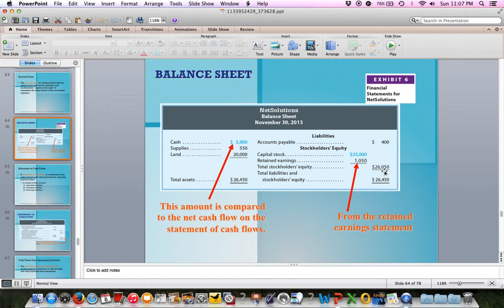And so it says that cash is compared to the net cash flows in the statement of cash flows, which we haven't looked at yet, which we will. On the right-hand side, it said that that $1,050 came from the retained earnings statement. That was the ending balance of retained earnings as of November. And so the financial statements are all related to each other. One number from one flows to the other. And you can see that assets is $26,450 and liabilities plus equity is the same amount.